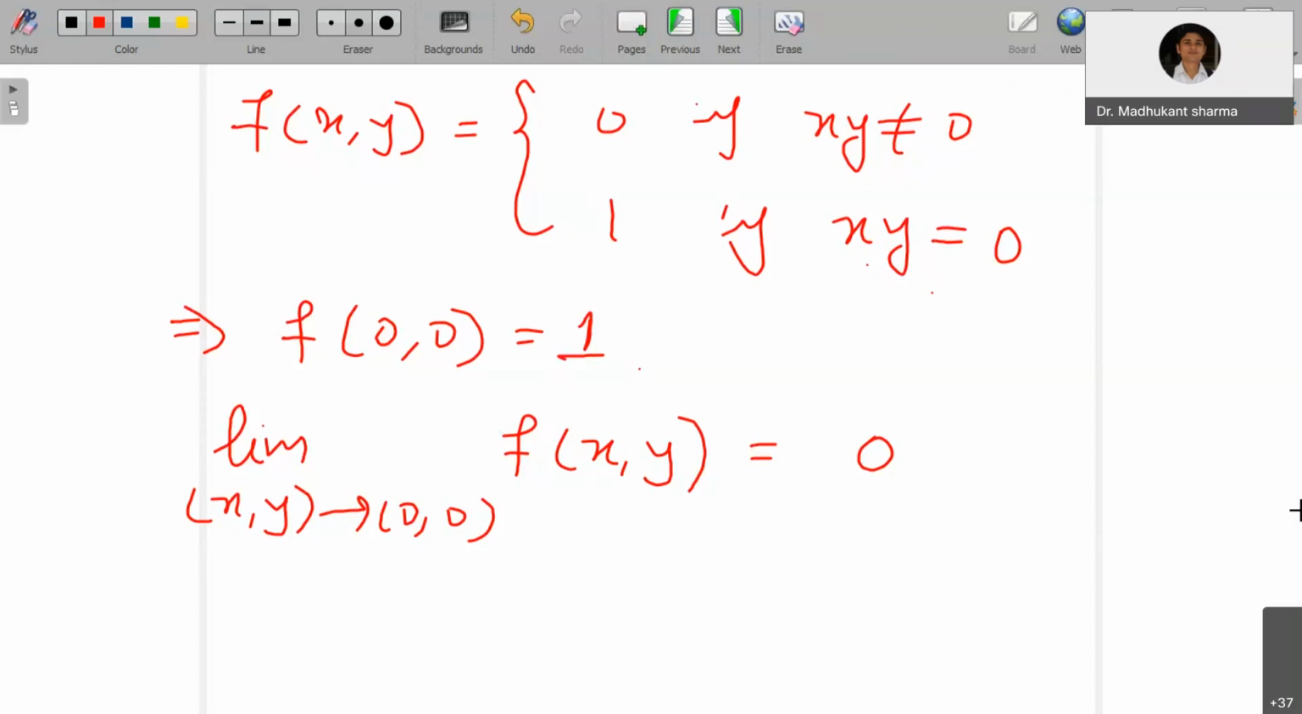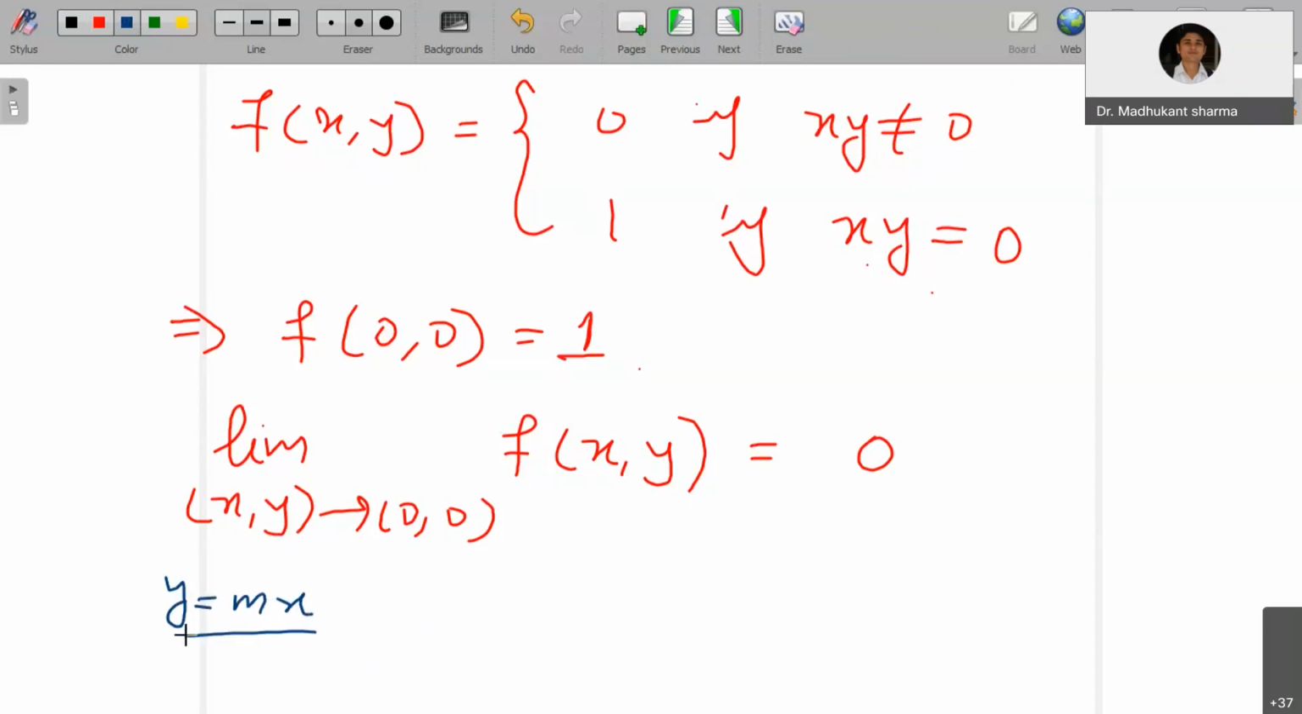You can reach along any path. See, y equals mx, let's say. So you can decide the limit, right? You can take, let's say, y equals mx.